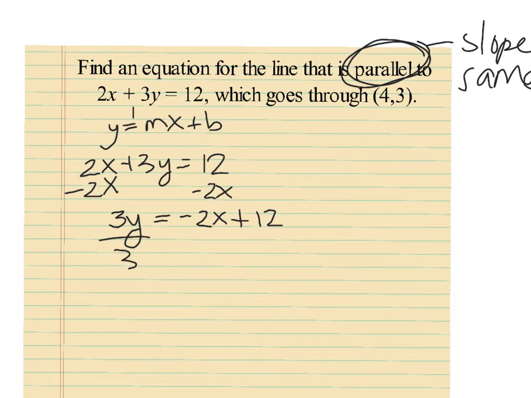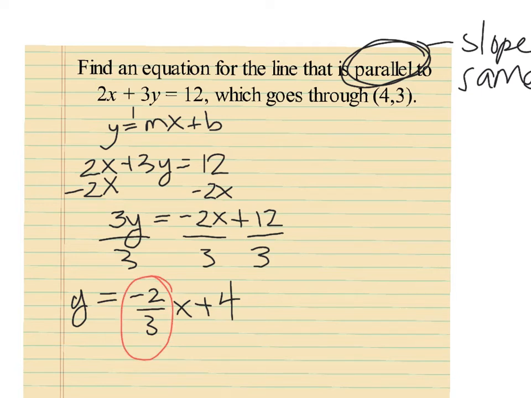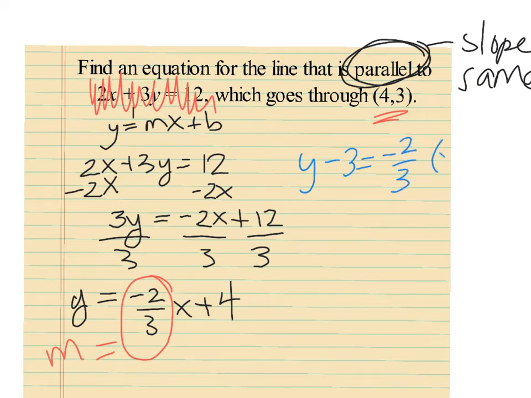Then I'm going to divide everything by 3. Don't forget to divide everything by 3. So y equals negative 2/3 x plus 4. So my slope is negative 2/3. Now I can forget about this. Okay, I don't need it anymore. All I need is the slope, and then I need my point. So I'm going to use my y minus y1 equals m, which is negative 2/3.